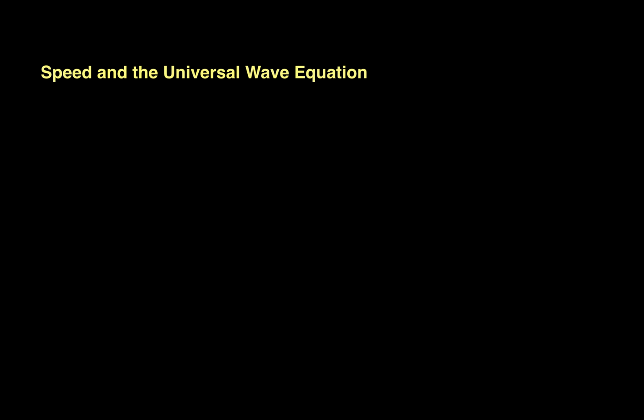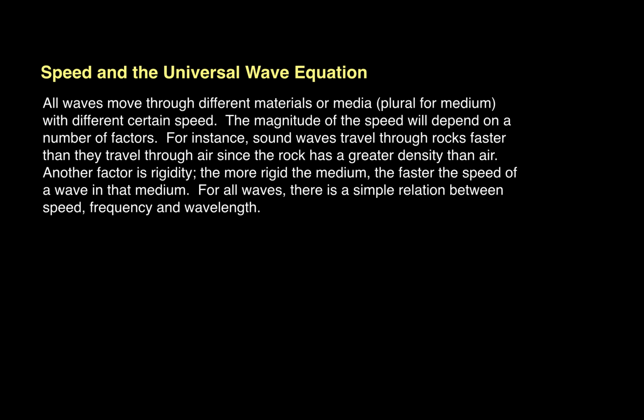Speed and the universal wave equation. All waves move through different materials, or media, which is plural for medium, with certain different speeds. The magnitude of the speed will depend on a number of factors. For example, sound waves travel through rocks faster than they travel through air, since rock has a greater density than air. Another factor is rigidity. The more rigid the medium, the faster the speed of a wave in that medium.